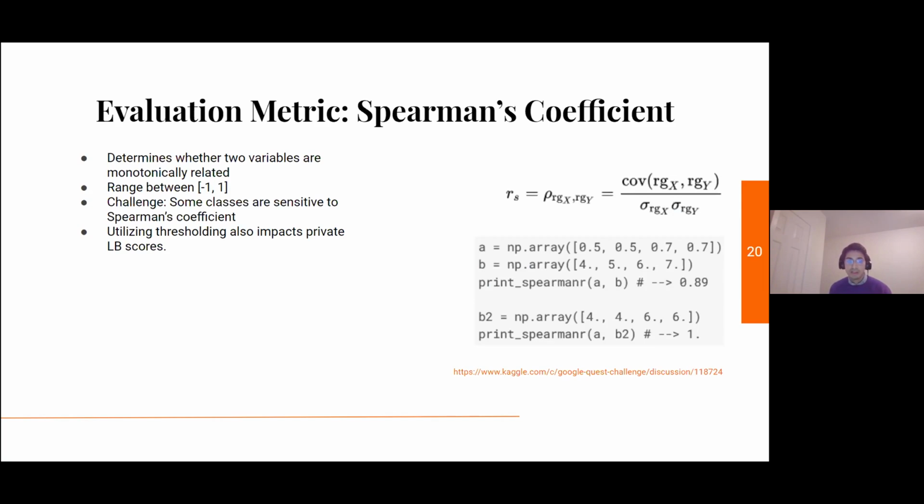But you can see that can create some issues in terms of the certain classes that you want to predict. Specifically in instances like question spelling, where there's such a massive skew towards zero, if there were more predictions that were non-zero, it could greatly influence your score. So that had to be considered. Also, in order to deal with the discrepancies between different distributions of classes, many teams utilized a form of thresholding to help boost their scores.